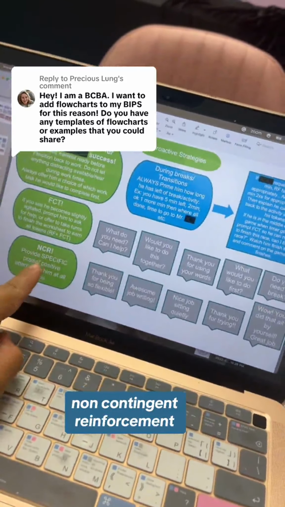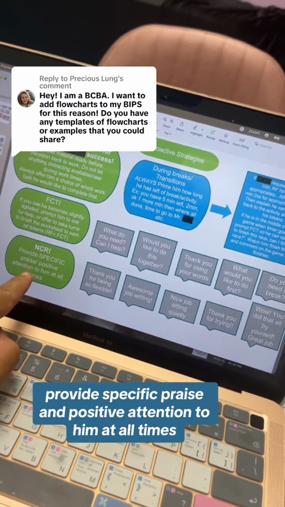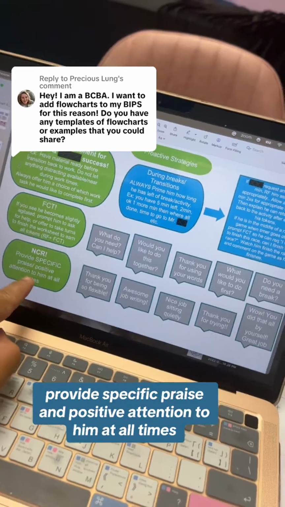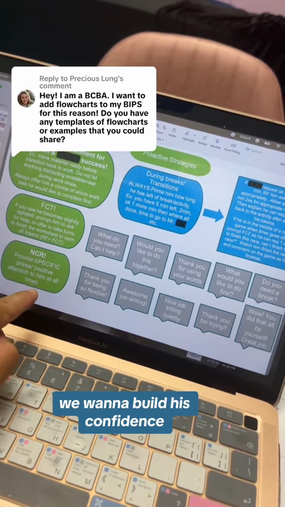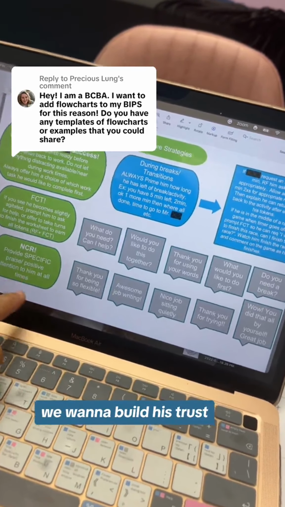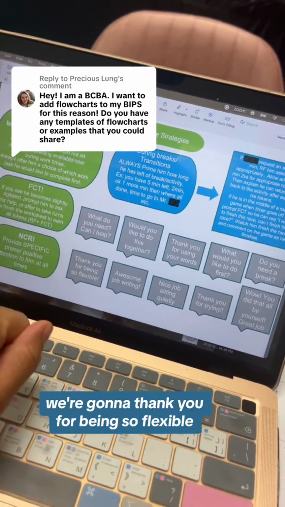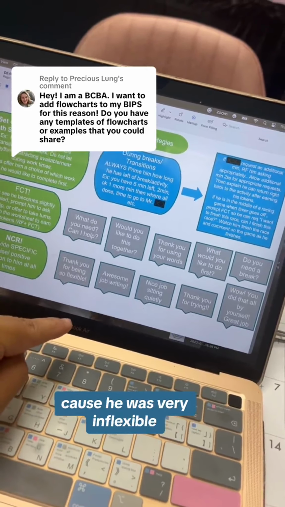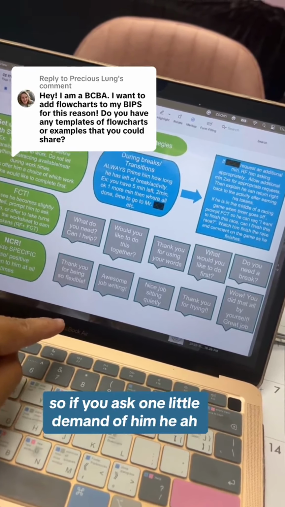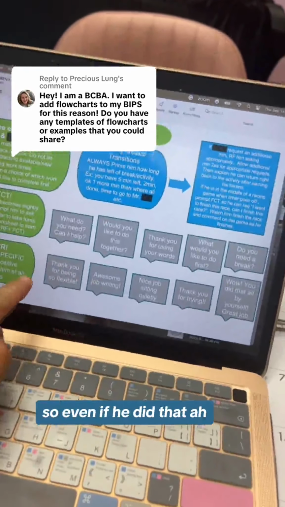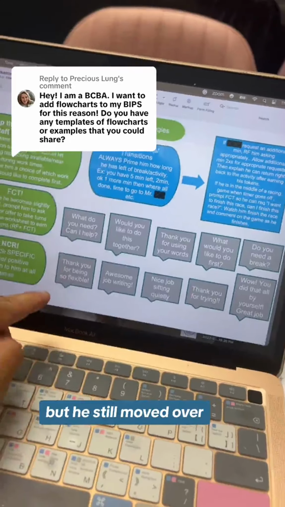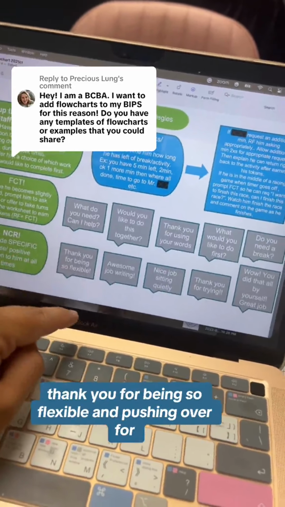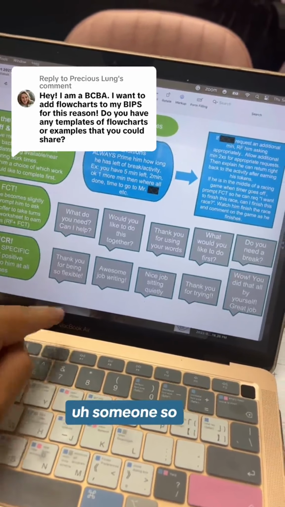Non-contingent reinforcement. Provide specific praise and positive attention to him at all times. We want to build his confidence. We want to build his trust. We're going to thank you for being so flexible. Like if the teacher asked him to scooch over, because he was very inflexible. If you asked one little demand of him, it started the precursor. So even if he grumbled but he still moved over, thank you for being so flexible and pushing over for so-and-so to sit next to you.